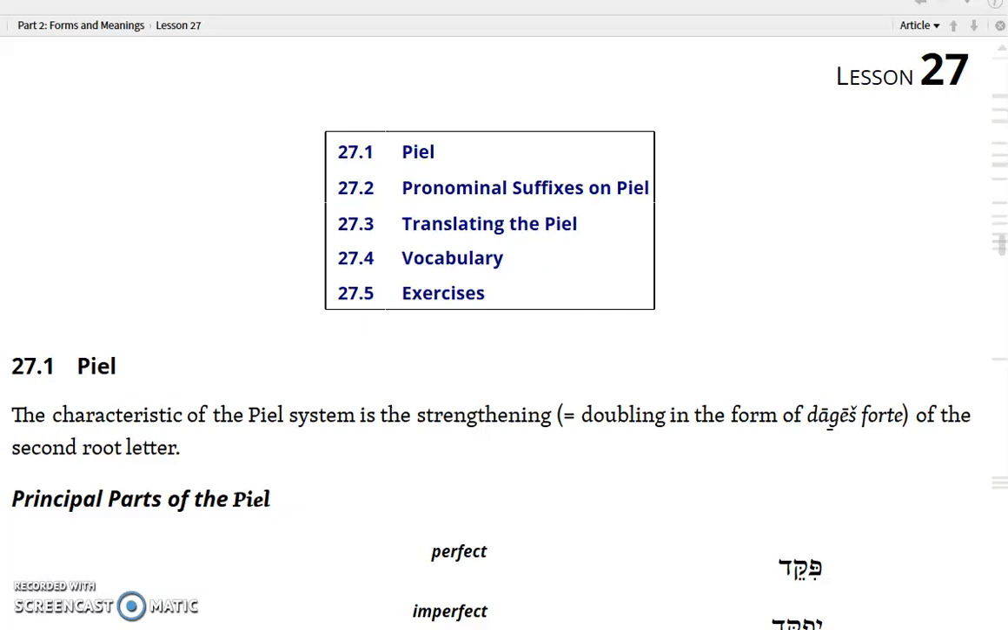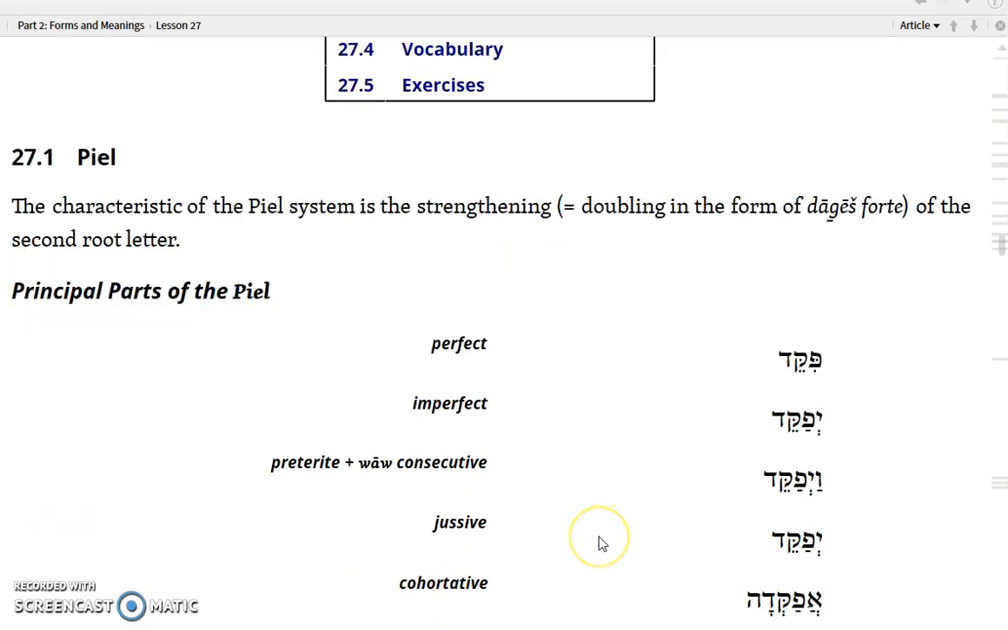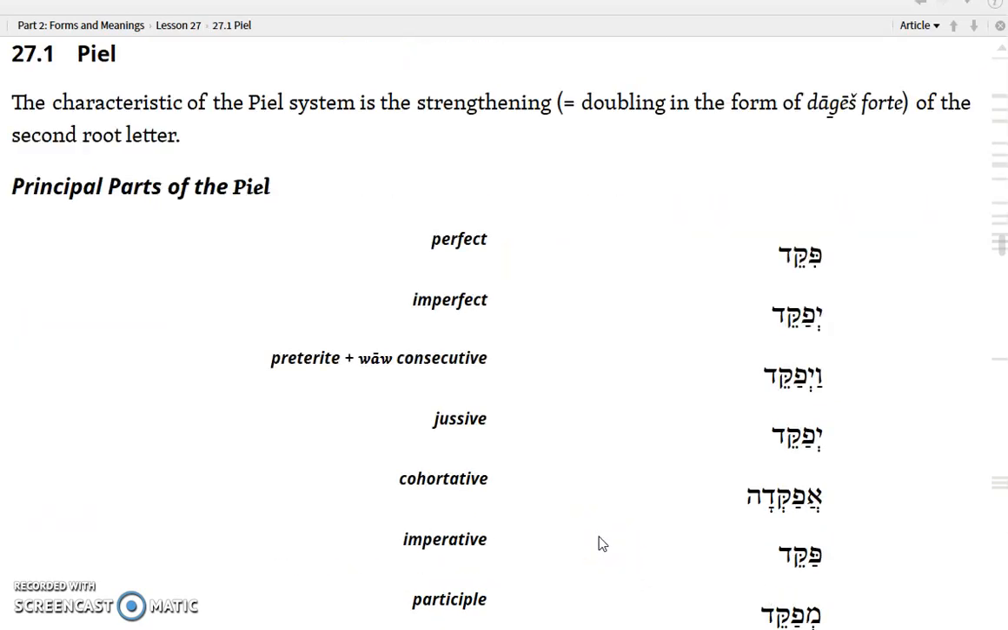We will now introduce lesson 27 on the Piel stem. The characteristic of the Piel stem is strengthening or doubling, in the form of a dagesh forte, of the second consonant of the root. That's why some grammars may call it a D stem or a Doppelstamm, to use the German, because in all the strong verbs, at least, it will double that middle consonant.